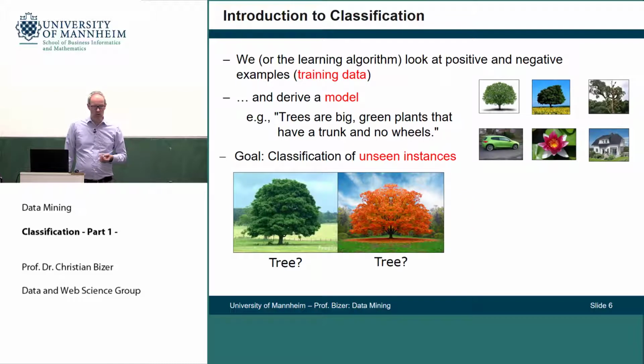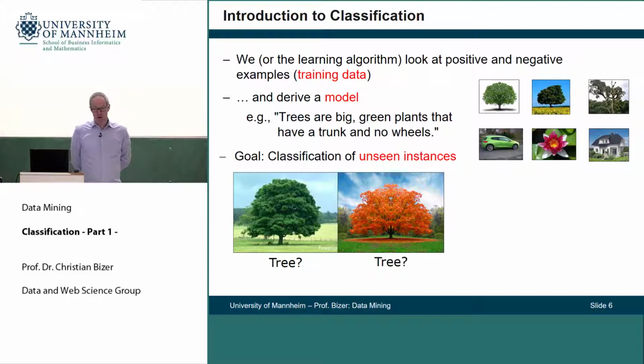So that's exactly also what computers do. So we, or a learning algorithm, look at positive and negative examples. That's the training data, and we derive a model. Trees are big green plants that have a trunk and no wheels, for instance. Why no wheels? Because we have a negative example of this car, which is also big and green, but not a tree. So the algorithm decides that having no wheels is a relevant attribute given this training data.